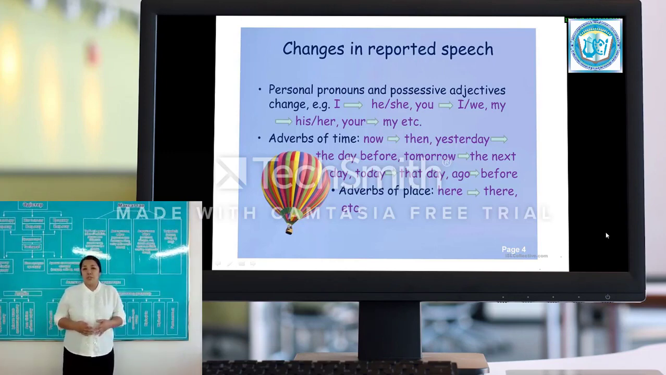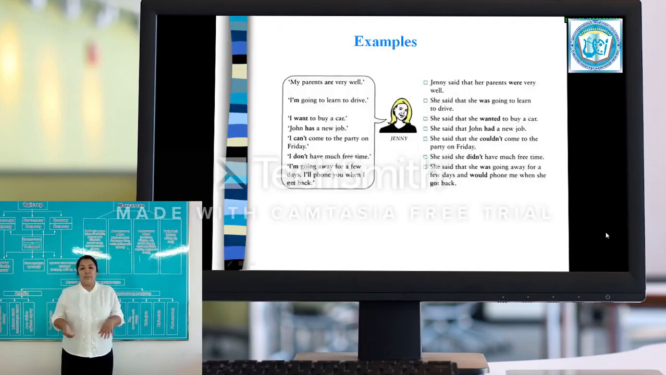Changes in reported speech. First are personal pronouns and possessive adjectives, as I mentioned before. For example, "I" is changed into "he, she." "You" is changed into "I, we, my, his, your." And "your" is changed into "mine." And also adverbs of time. "Now" is changed into "then," "yesterday" into "the day before," "tomorrow" into "the next day," and adverbs of place. "Here" is changed into "there."